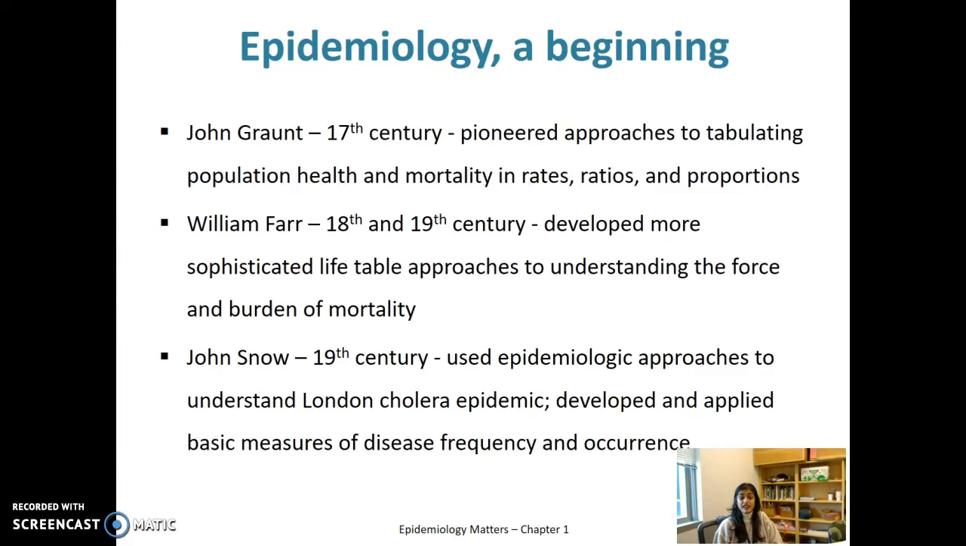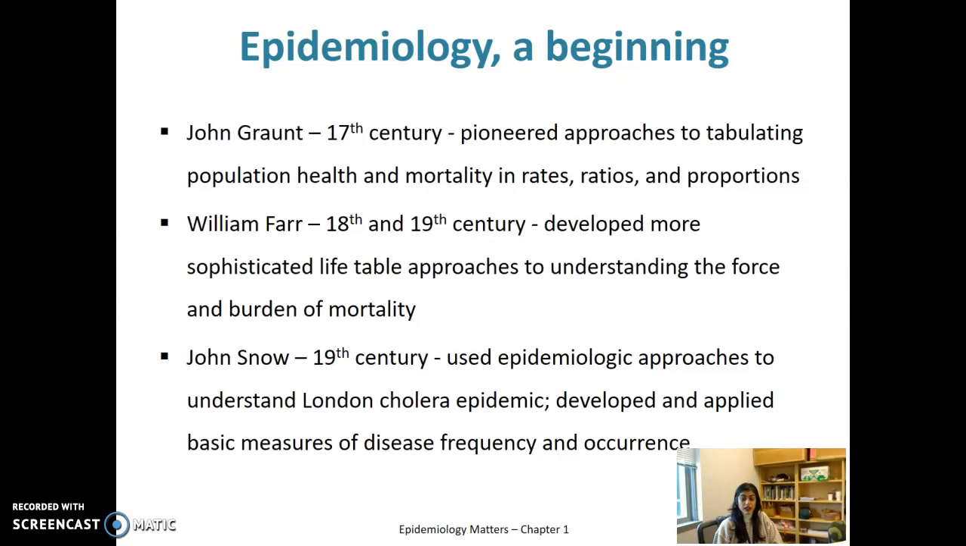William Farr, who is the namesake of Farlandia, in the 18th and 19th century developed more sophisticated life tables approaches to understanding the force and burden of mortality. And if you remember demography and our demographic table, life tables are used extensively in the field of demography, which is really about population dynamics and change.